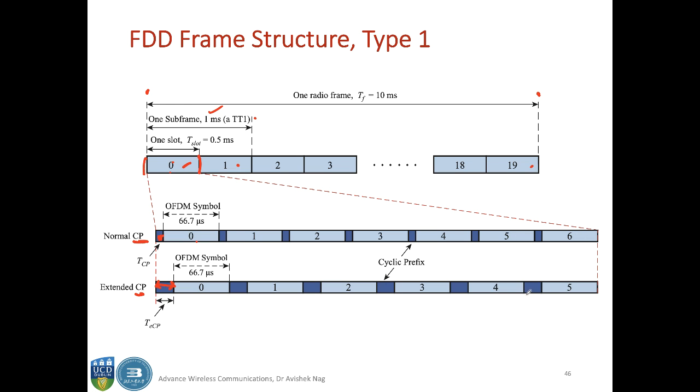7 or 6. Okay, so each OFDM symbol is 66.7 microsecond long. Now if you are using a higher cyclic prefix, then that corresponds to a small number of symbols.